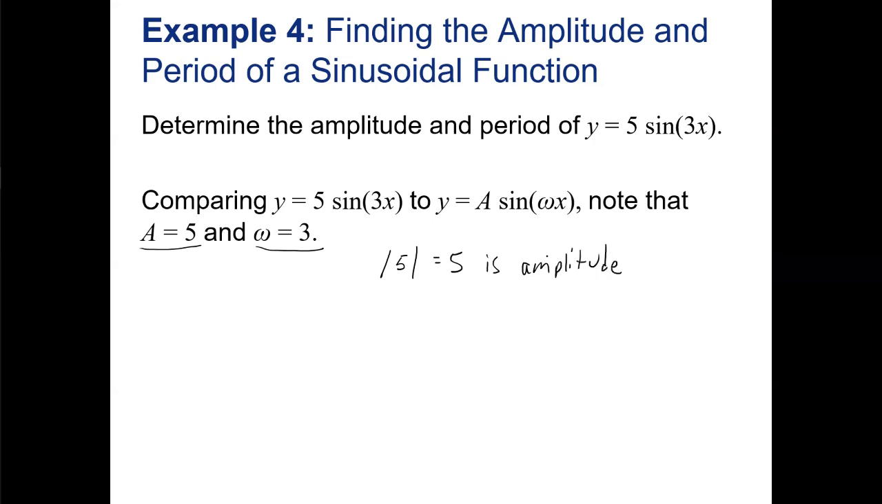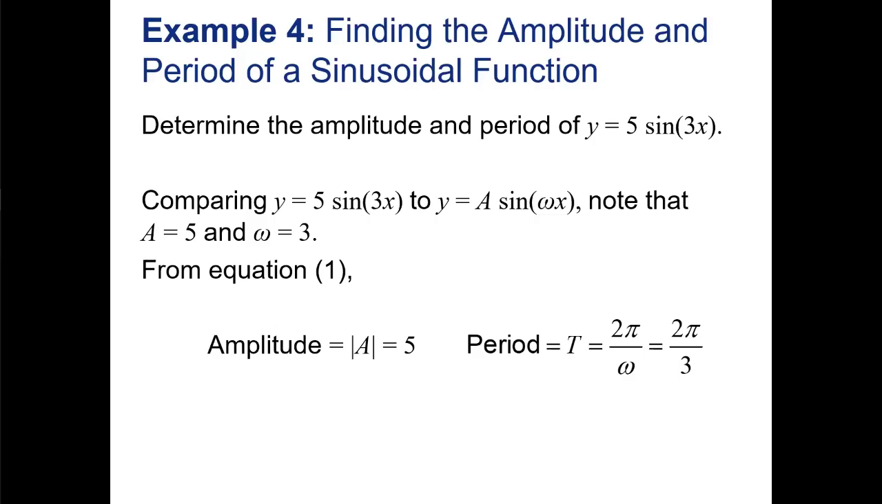Okay, A is not necessarily the amplitude, but we need it to get the amplitude. The amplitude is the absolute value of A. Had this been a -5, 5 would still be the amplitude, but the transformation would be different. Omega is equal to 3, so we know that the original period was 2 pi, so the period is equal to 2 pi over 3. And there it is.